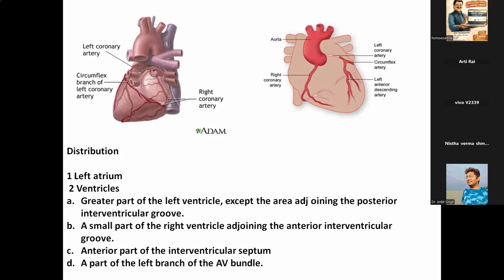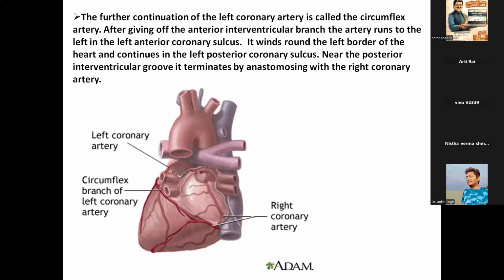A small portion of the left ventricle adjoining the anterior interventricular groove. Okay. Anterior part of interventricular septum and part of left branch of AV bundle of His. You see, the whole conducting system was supplied by right coronary artery, but a small portion, that is left branch of AV bundle, that is supplied by the circumflex branch of the left coronary artery. So the left coronary artery and the right coronary artery supply the whole of the heart.